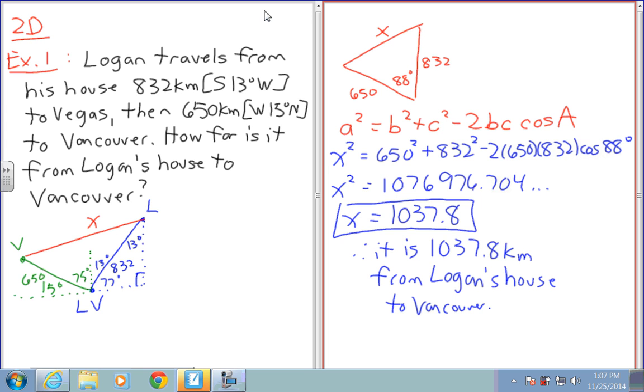This answer doesn't make sense. That's the one I'm talking about. You said the answer has to make sense. You have to ask yourself if it makes sense. Well, we're going to assume that Logan's house is in South Dakota or something like that. I don't know his living arrangements.